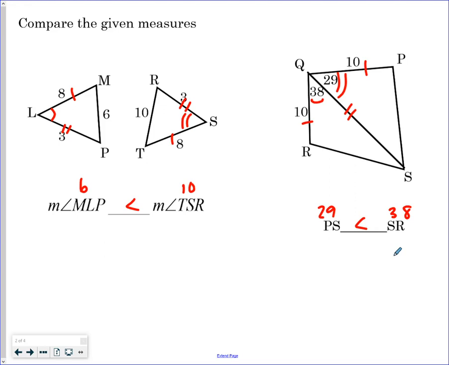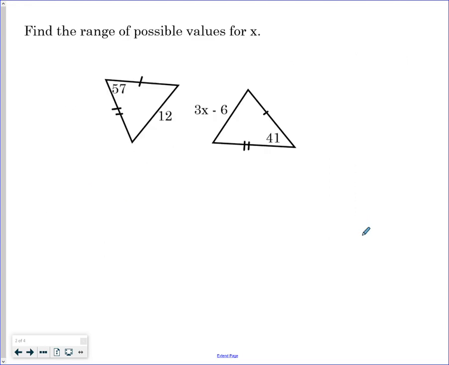All right. So on your homework, when you do these, it'd be nice, even though they're going to have PS blank SR or like a question mark or something, go ahead and write the whole line. Don't just write the less than, because some people read it backwards and some people read it forward, so it'd be helpful to have the whole thing. Okay? All right, find the range of possible values for x.